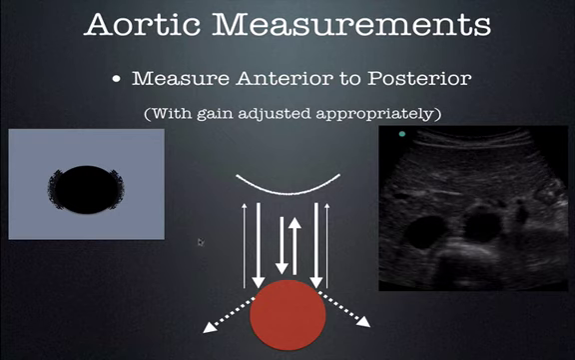If you look at a radiologist, when they do a formal aorta scan, they'll measure in all planes, but generally speaking, we recommend measuring just in the anterior posterior plane, and make sure that you have the gain adjusted properly. If you overgain this image, it will increase the blurring of the margins, and it can be difficult to tell exactly where the aortic wall begins and ends.